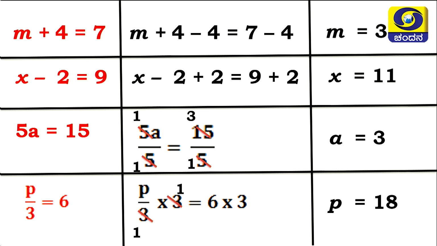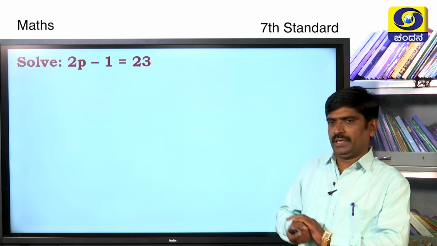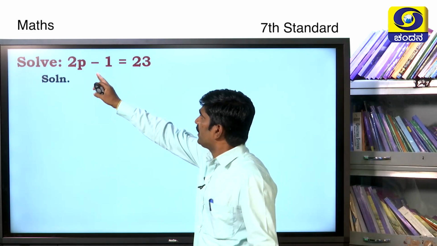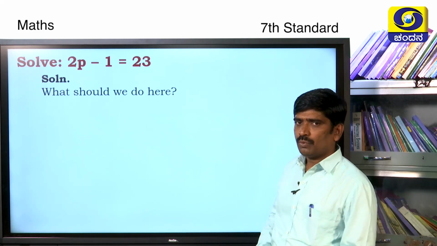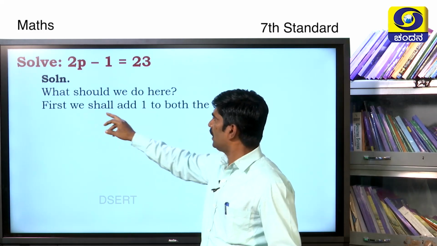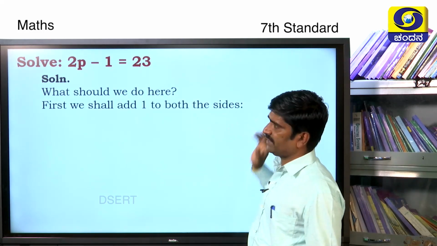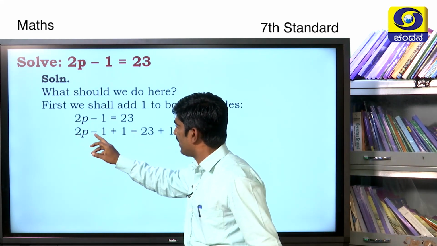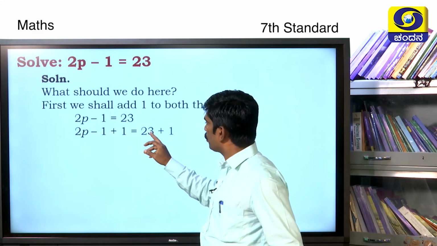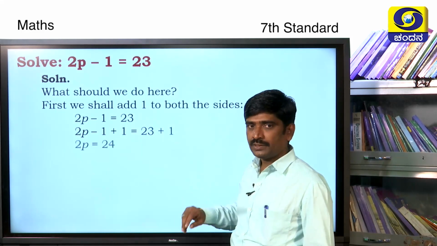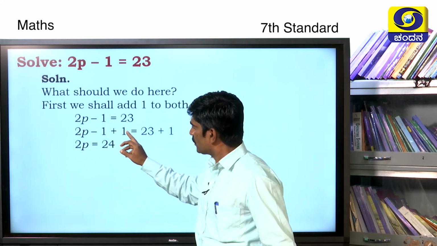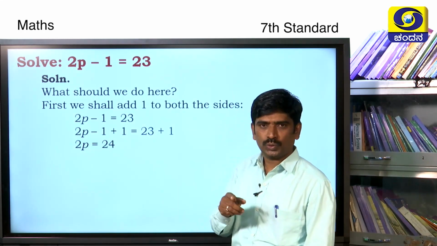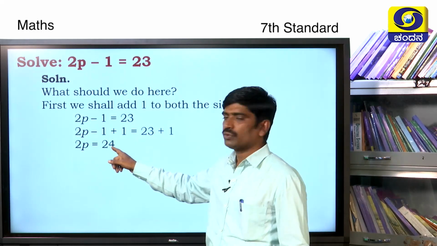Okay. I think you understand these simple equations by activity and solving them. We solve one problem by separating the variable. 2p minus 1 is equal to 23. What should we do here? First we shall add 1 to both sides. Then what happens? 2p minus 1 plus 1, 23 plus 1. Then minus 1 plus 1 comes to 0. Then 23 plus 1 is 24.